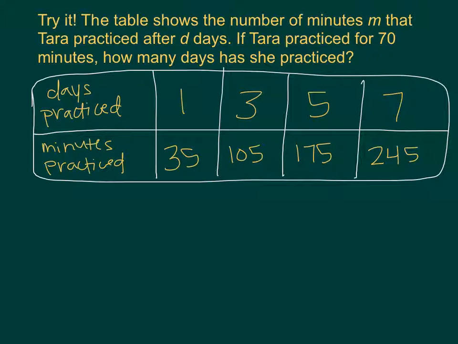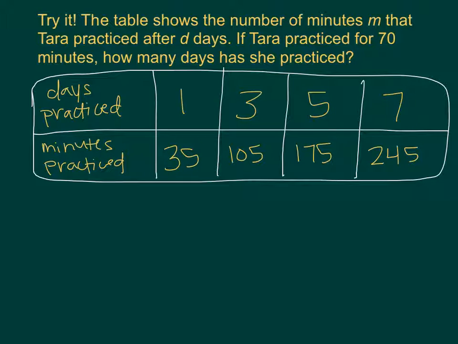Okay, try it. The table shows the number of minutes that Tara practiced after D days. If Tara practiced for 70 minutes, how many days has she practiced? You're going to look for a pattern. Go ahead and solve this on your own. All right. So there's a couple of ways you can solve it. Let me show you a way that I did it.